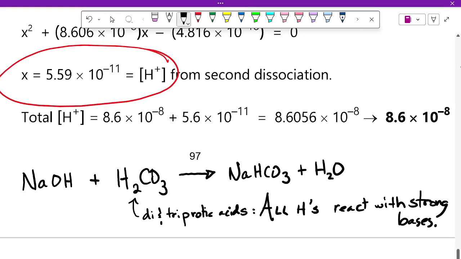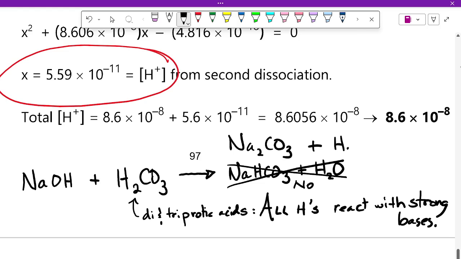So it's not like this. It goes Na2CO3 plus H2O. Both the hydrogens will come off.